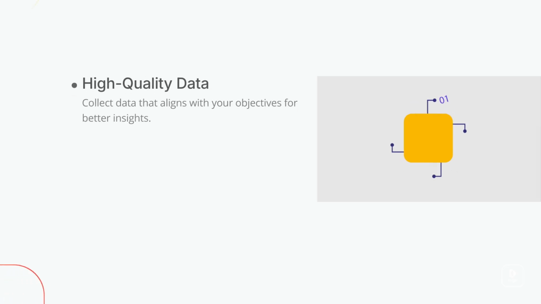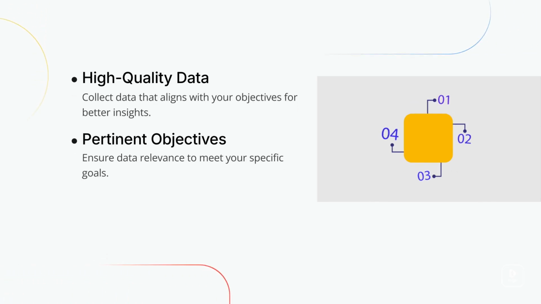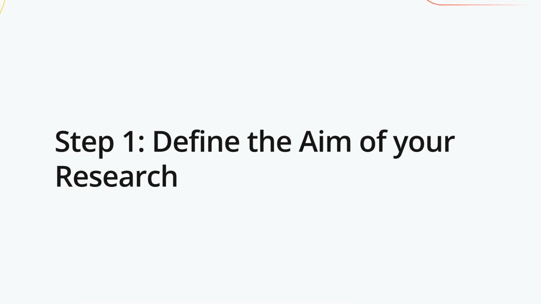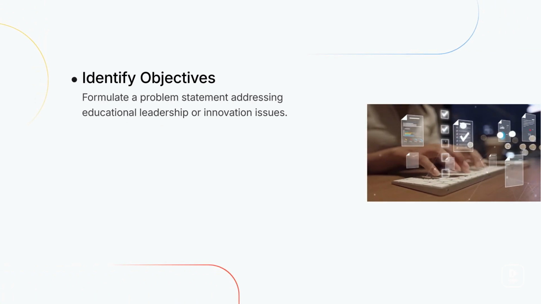To collect high-quality data that is pertinent to your objectives, follow these 4 steps. Step 1. Define the aim of your research. Before you start your data collection, it is crucial to identify your specific objectives.